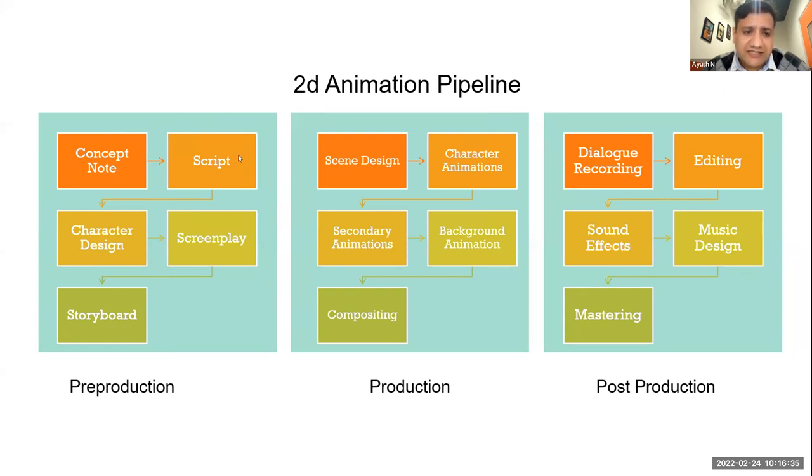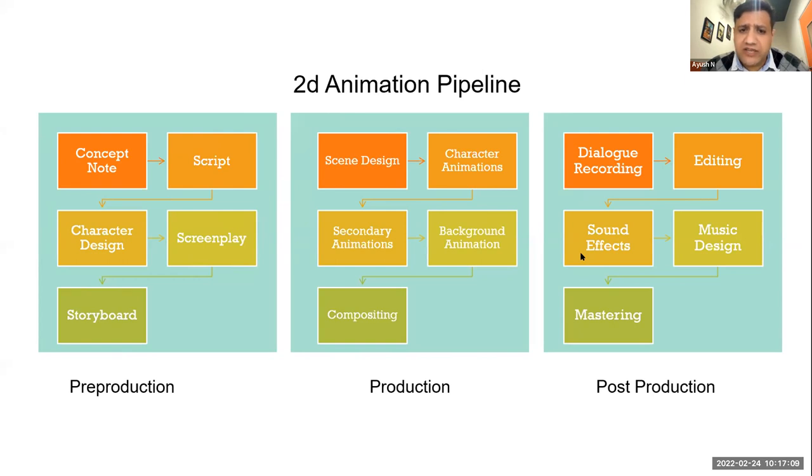So when all these script and character design are done, the next step is how and where in each scene we are going to place the camera. So that becomes our screenplay. From the screenplay, we make something called the storyboard. Storyboard is like a comic. We'll be watching an example also. It's like a comic strip, so that the entire team can be on the same page and they can all visualize what they are getting into. So that is what a storyboard is.